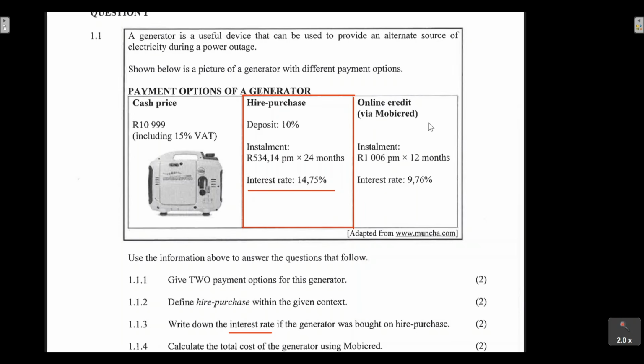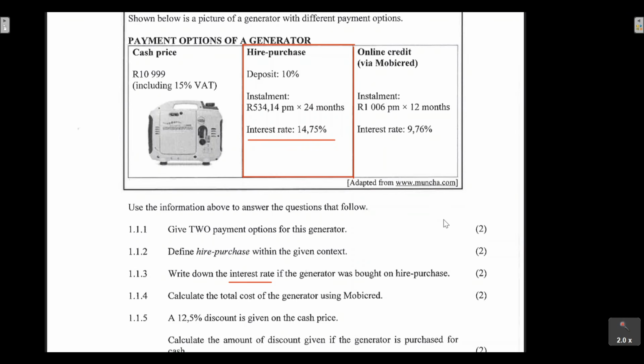So now how will we determine how much you would actually pay towards this generator if you used MobiKred? To determine the total cost, all that we need to do here is take the installment and multiply that by 12 months. That will help you. That is basically going to tell us the total cost, or how much you actually paid for this generator if you decided to use MobiKred.